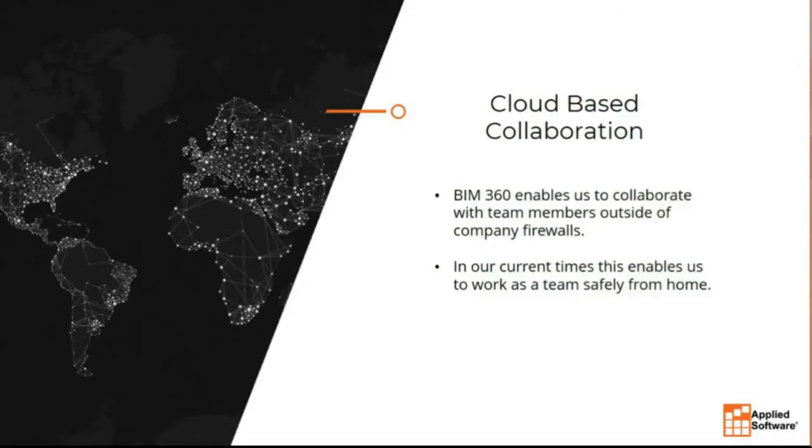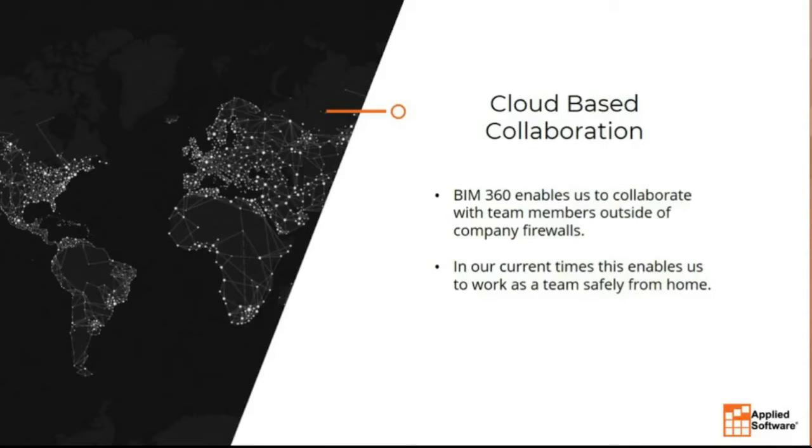Like I said, it's a cloud-based collaboration. BIM 360 enables us to collaborate with team members outside of our company firewall. Before, we usually had to have a SQL server or something like that set up locally so everybody could work on a project. Well, now we don't have to have that anymore. We can be at home, we can be in separate offices in different parts of the country, and we can do things like that. It makes it just a little easier for us to collaborate. So you don't have to be there anymore.